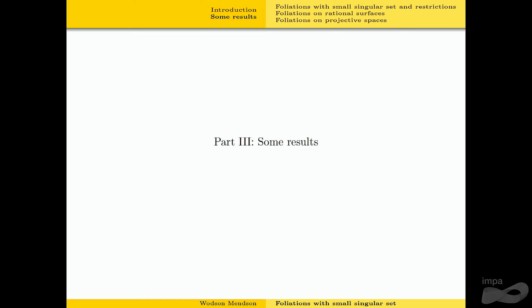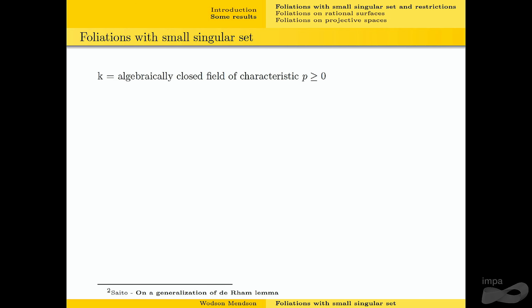Now I move to the part of results. I will present you some results that we have. Denote by k an algebraically closed field of characteristic p, which can be 0 or not. By small singular set, I mean in some cases that the singular set has codimension at least 3, or the set is empty.